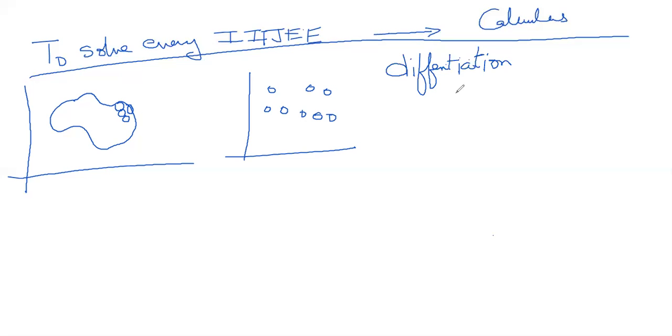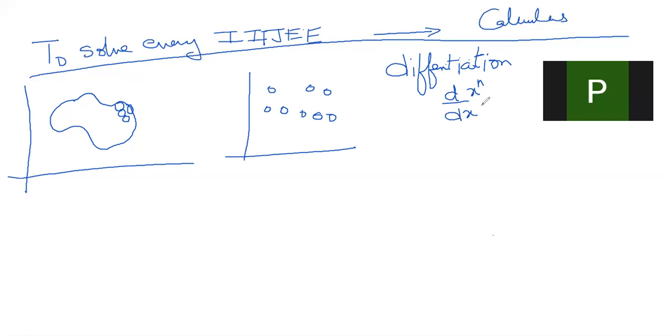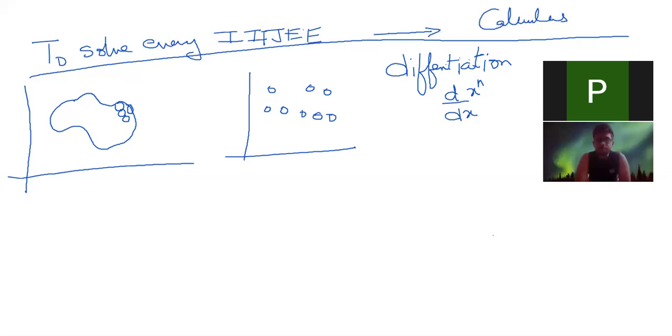For that, the formula is d by dx of x power n. What is d by dx? That is differentiation. This is a mathematical thing. This d by dx is a mathematical thing, and this x power n is the function. Whenever you see such a thing, what are you going to do?